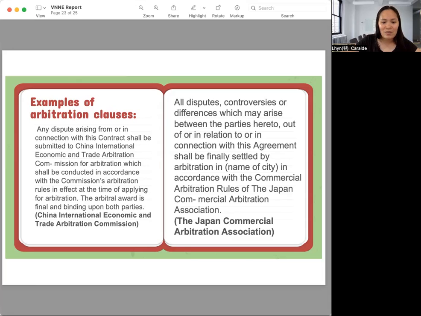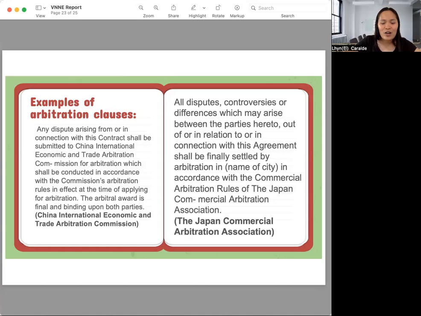And the last one, from the Japan Commercial Arbitration Association: All disputes, controversies, or differences which may arise between the parties hereto out of or in relation to or in connection with this agreement shall be finally settled by arbitration in the city of writing the name in accordance with the commercial arbitration rules of the Japan Commercial Arbitration Association.